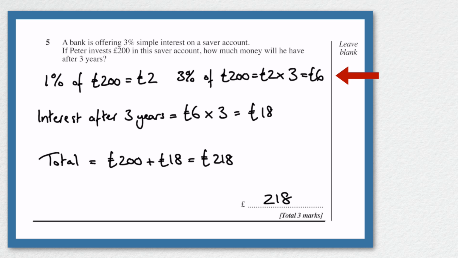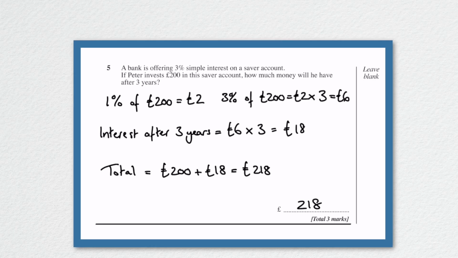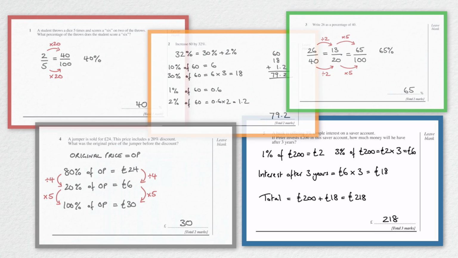Again, there are 3 marks. 1 mark for working out 3% of £200, another mark for working out the interest after 3 years, and 1 mark for the final answer. I should point out that the marks being awarded in each of the questions above are a guide. I guess the point is to make sure that you show your working out in the space provided as marks are awarded. If you make a mistake in your final calculation, but the method is correct, there are marks up for grabs. Anyway, there are some examples of non-calculator questions on percentages.